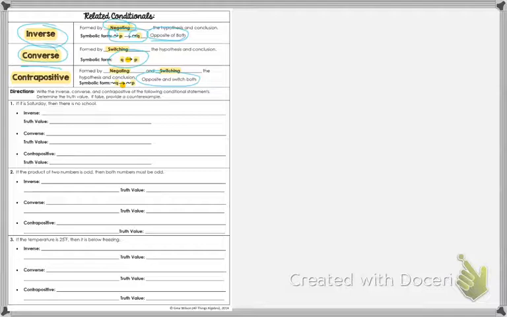If it is Saturday, then there is no school. Okay. If I want the inverse, well, the inverse means I'm going to say no to both. Both are going to be contradictory. If it is not Saturday, and I'm going to shorten it, then there is school.